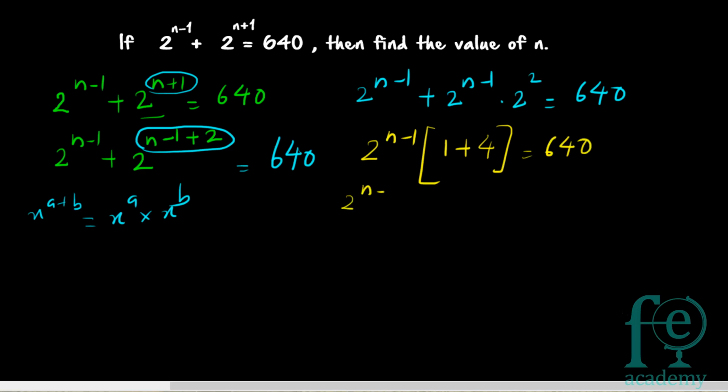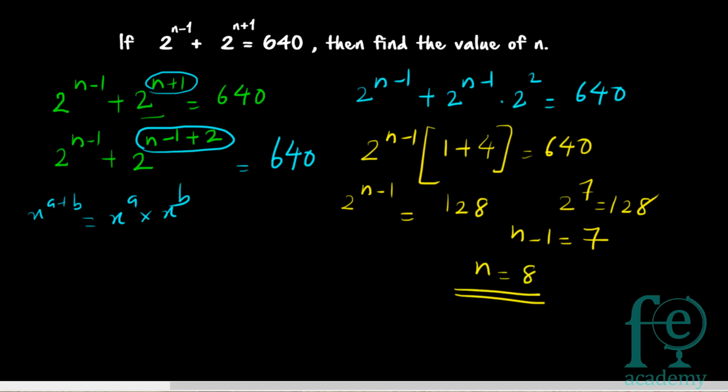Or you will be getting 2 raised to n minus 1 is equal to 640 divided by 5, which gives you 128. So 2 raised to n minus 1 is equal to 128. So you know already that 2 raised to 7 is equal to 128. So n minus 1 is equal to 7. So your n will be equal to 8. Once you are able to form this equation, it is very easy to solve. Your aim will be to rewrite the expression in terms of same base. So you have to try to get 2 raised to n minus 1 in the second term also. That is the key here. So here the answer is n is equal to 8.